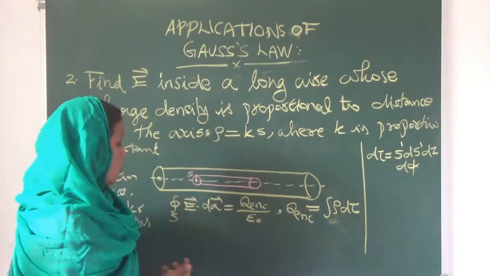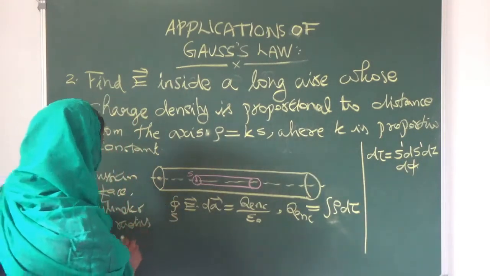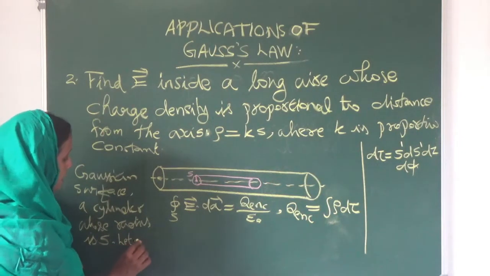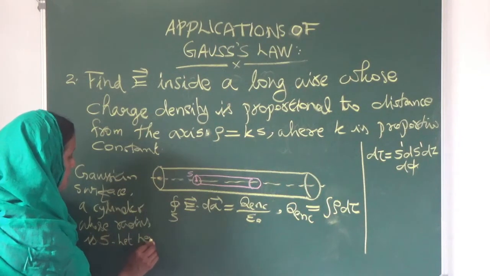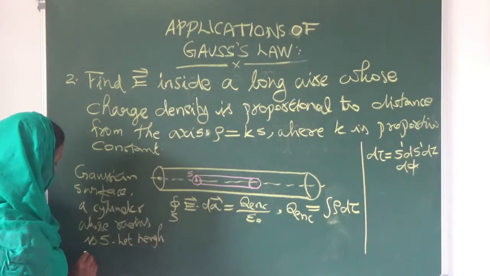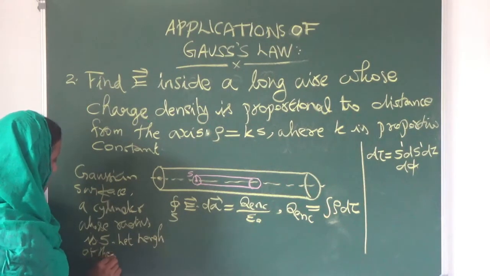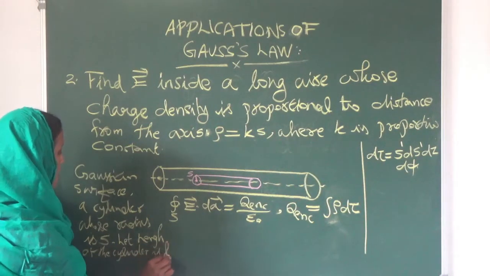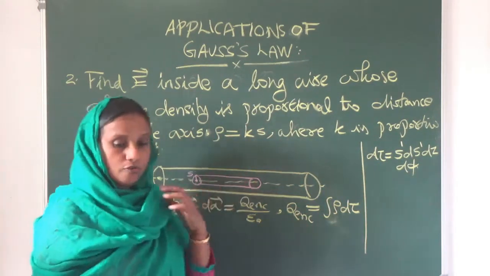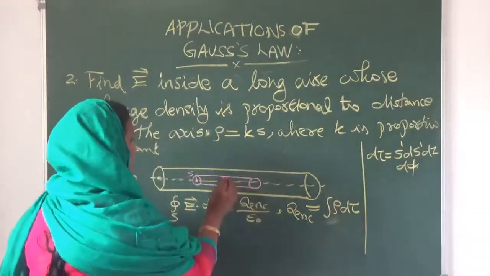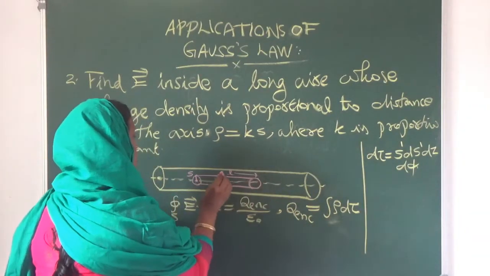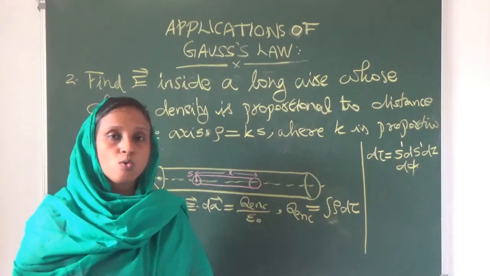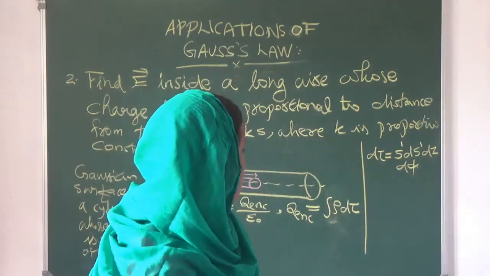Now let the length of the Gaussian cylinder be L. Let the length of the cylinder be L. Okay, the length of this cylinder is L. Now I can integrate this.